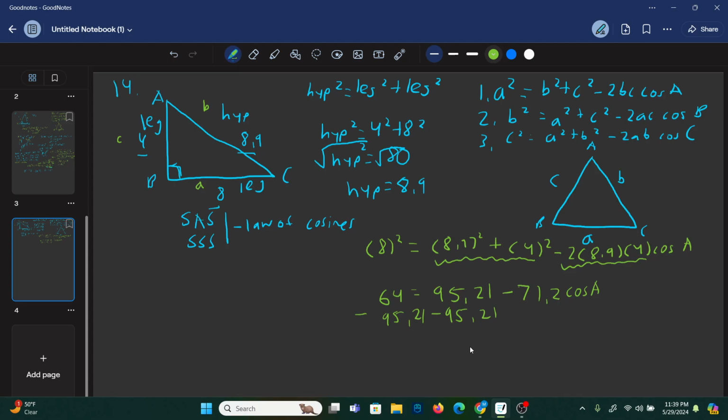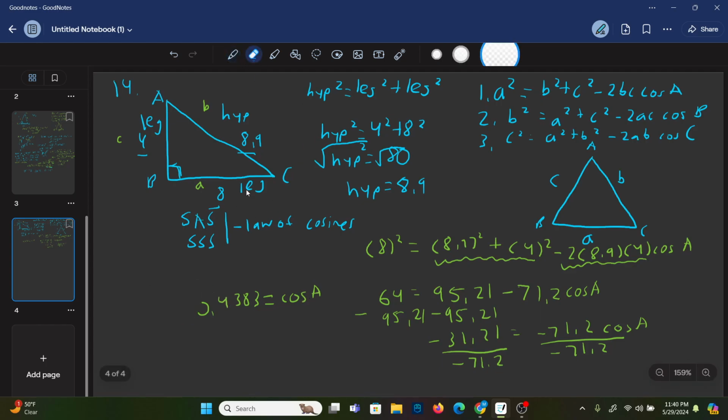So 64 minus 95.21 equals negative 31.21, equals negative 71.2 cos A. Now we divide both sides by negative 71.2. And we get negative 31.21 over 71.2, which equals negative 0.4383, equals cos A. Oh, it would not be negative. So 0.4383 positive.